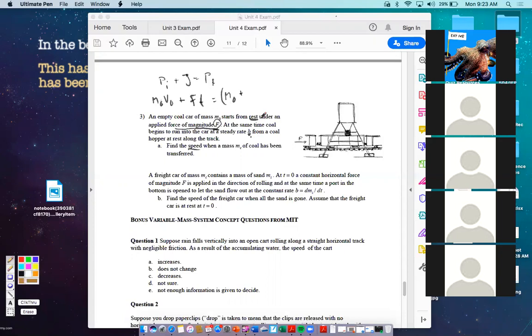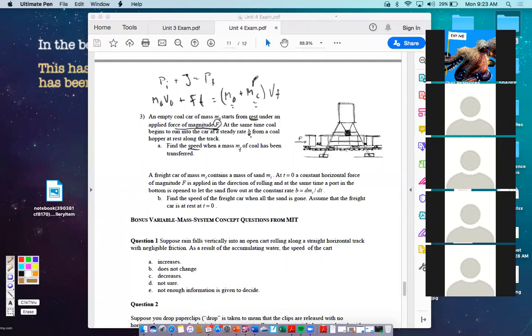And you have two options here. You can call that MC, because they wanted this whenever a mass MC has been added. So you can just say, all right, the final mass is going to be the original mass plus the added mass, times the final velocity. And all you have to do is rearrange this for the final velocity.